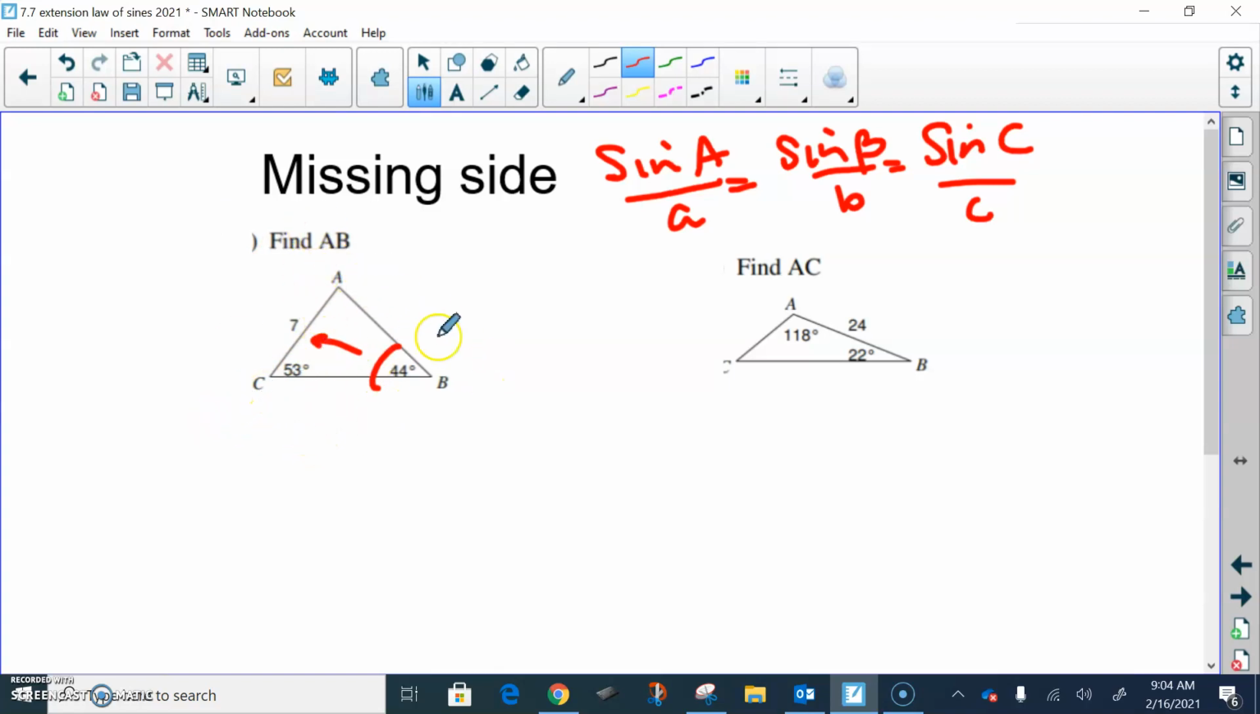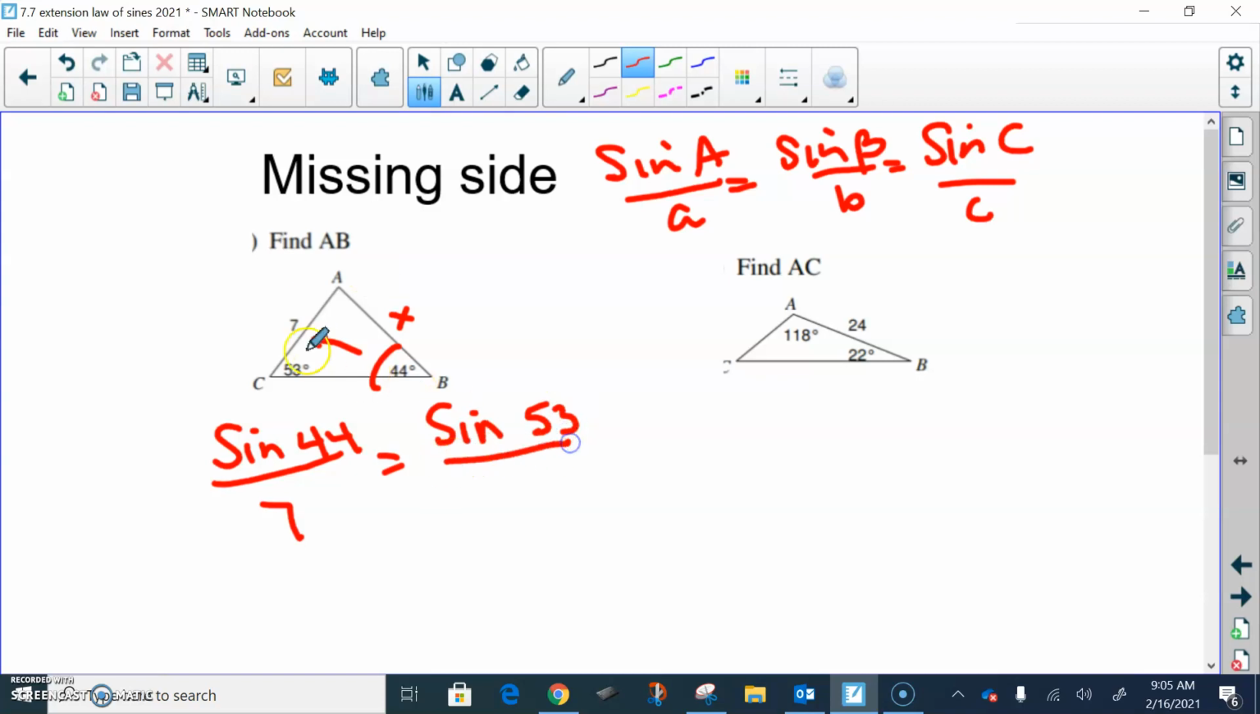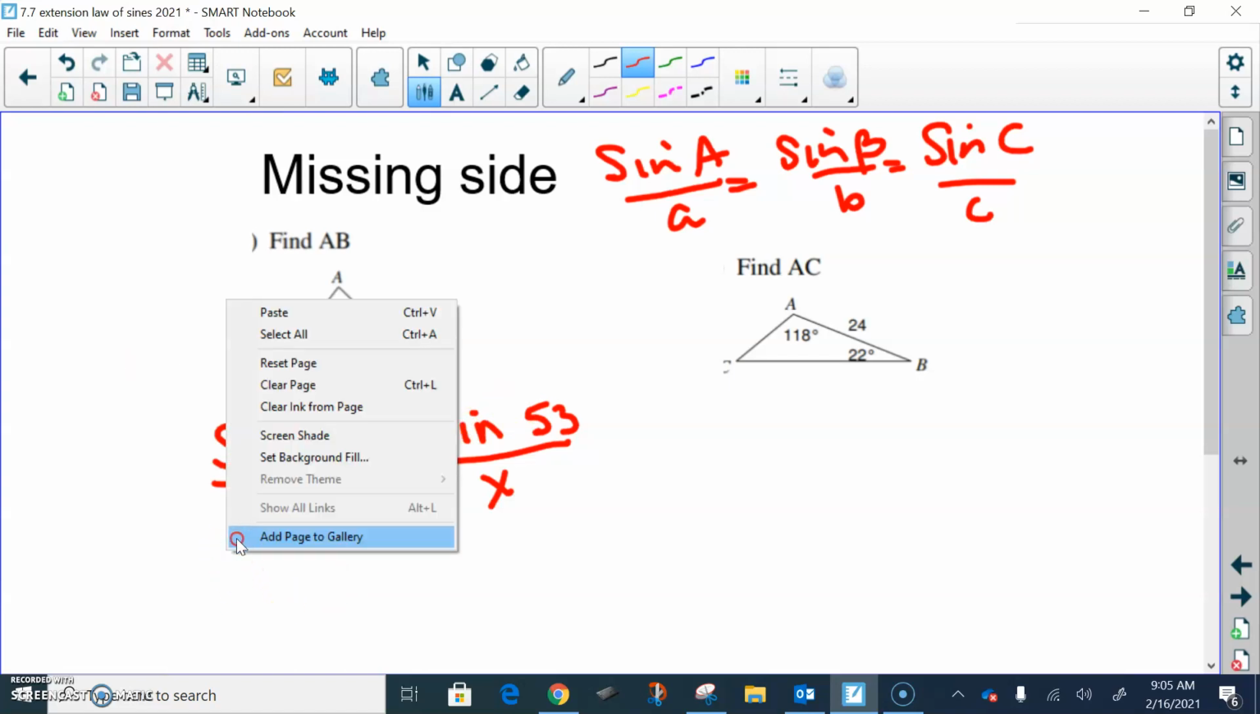We're looking for the length of side AB, so I'm just going to call that X. So I'm going to say sine of 44, right there, is to the side it's across from, which is 7, as sine of 53 is to the side it's across from, which is our unknown. I'm just calling it X in this case. I guess you could officially call it side C. Now we're going to cross multiply. I'm not going to punch these in my calculator yet.